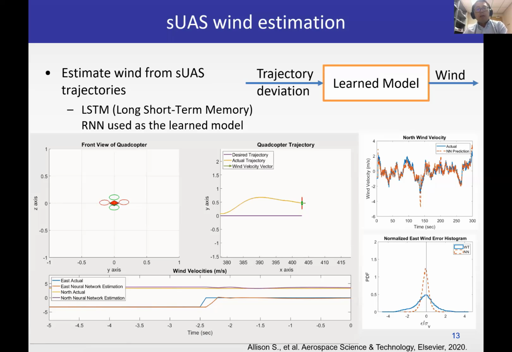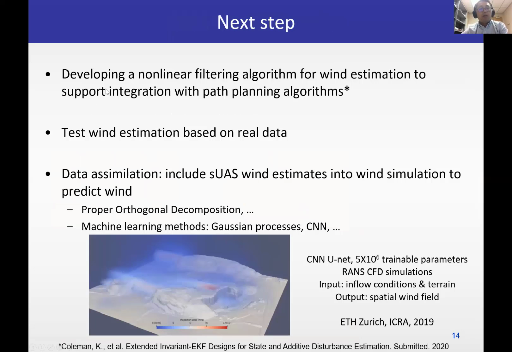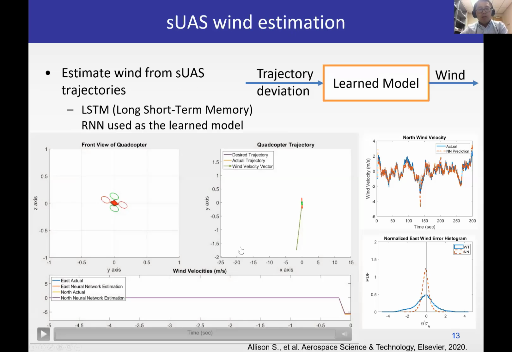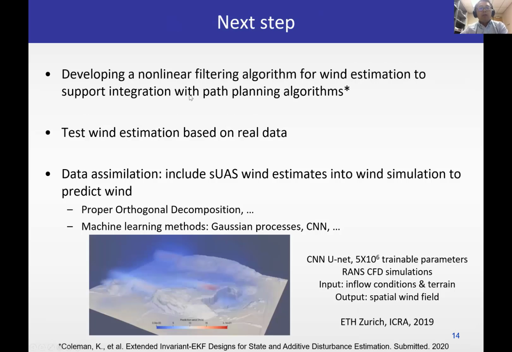What we're currently working on is one step further: can we develop a nonlinear filtering algorithm? The reason we need that is to do path planning, typically for a robotic system that involves a filter or estimator that provides the full state of the robot. What you're seeing here is only an estimate of wind. There's no estimate of the robot position. By putting that into a nonlinear filtering framework, we're going to provide state information of the robot at the same time, and also test it with real data.